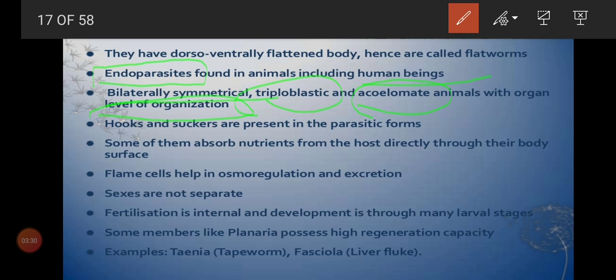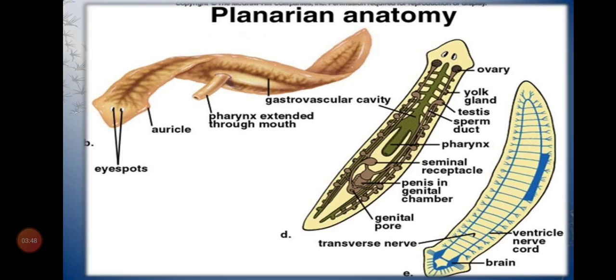Porifera is cellular level of organization. Coelenterata is tissue level of organization. In Ctenophora organ level started. Platyhelminthes again, organ level of organization you can clearly see. And hooks and suckers are present in the parasite forms. So what do I mean by hooks and suckers, children? Now look, this is the structure of Platyhelminthes, that is a tapeworm.